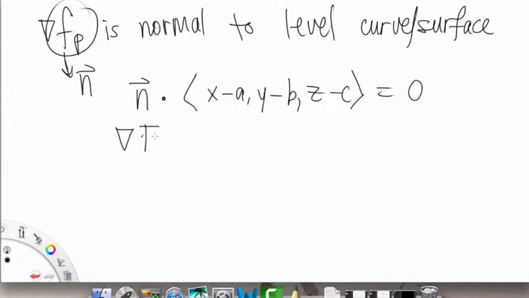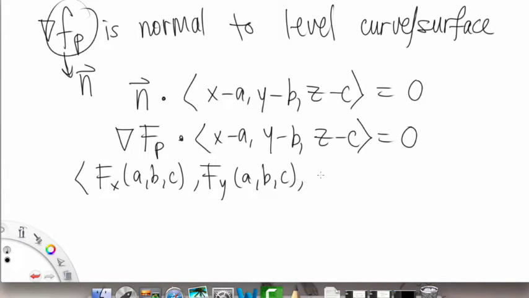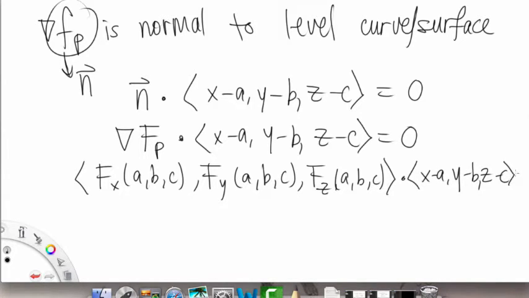So now we have, and I'll just put, the gradient f sub p dotted with x minus a, y minus b, and then z minus c. And when you expand that out, what we'll get is actually something like f sub x at a, b, c, that's our point in question, f sub y evaluated at a, b, c, and then f sub z evaluated at a, b, c. We're going to dot that with the other things, which is kind of long, so I might not be able to fit that in, or maybe I will. There we go, equals 0.